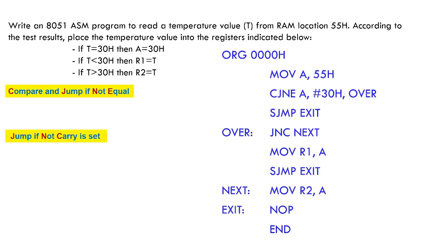Okay, next we will go to the program. Here this is the starting address of your program. MOV A, 55H. That means this is a memory location where we need to get your input. Now the accumulator has the value of 55H. This is a memory location, the data you need to get.